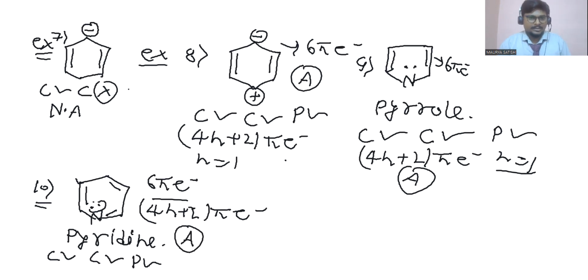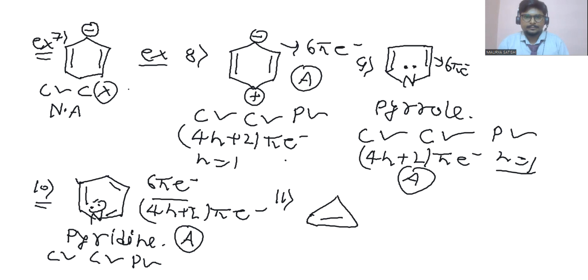What is the importance of this? This lone pair does not participate in the conjugation. So it just acts as a base, and a good base. Why? Because it donates the lone pair. Okay, so it is a good base as compared to pyrrole. Pyrrole has a lone pair that participates in the conjugation, so that's why this is not a good base. But obviously pyridine is a good base. I think clear everyone.